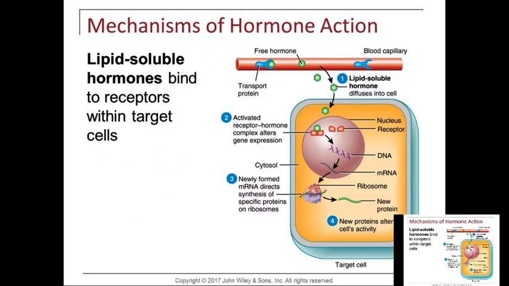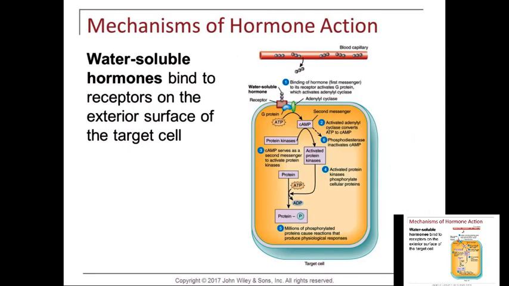Remember the video that we just saw, there's the fat-soluble hormones that bind to the receptor within the target cell. So you can see number one, you got the lipid-soluble hormone. Then number two, it activates the receptor hormone complex that alters the gene expression. And then three, the newly formed messenger RNA directs the synthesis of specific proteins or ribosomes.